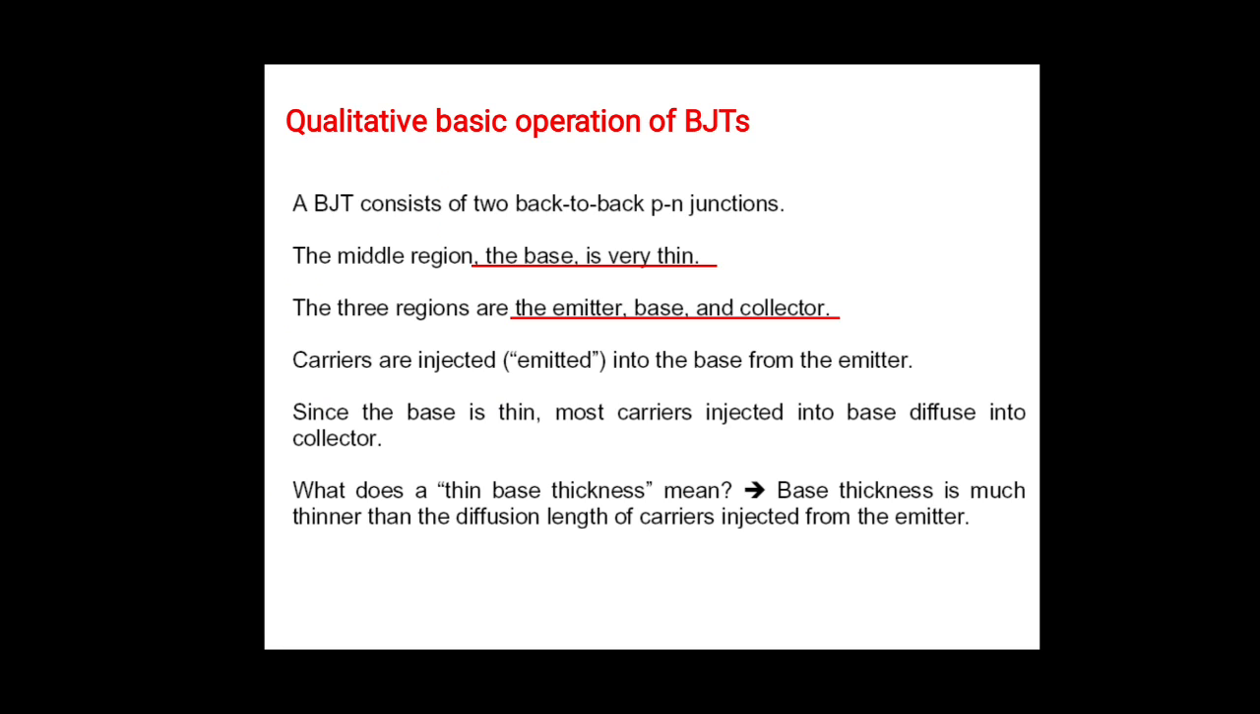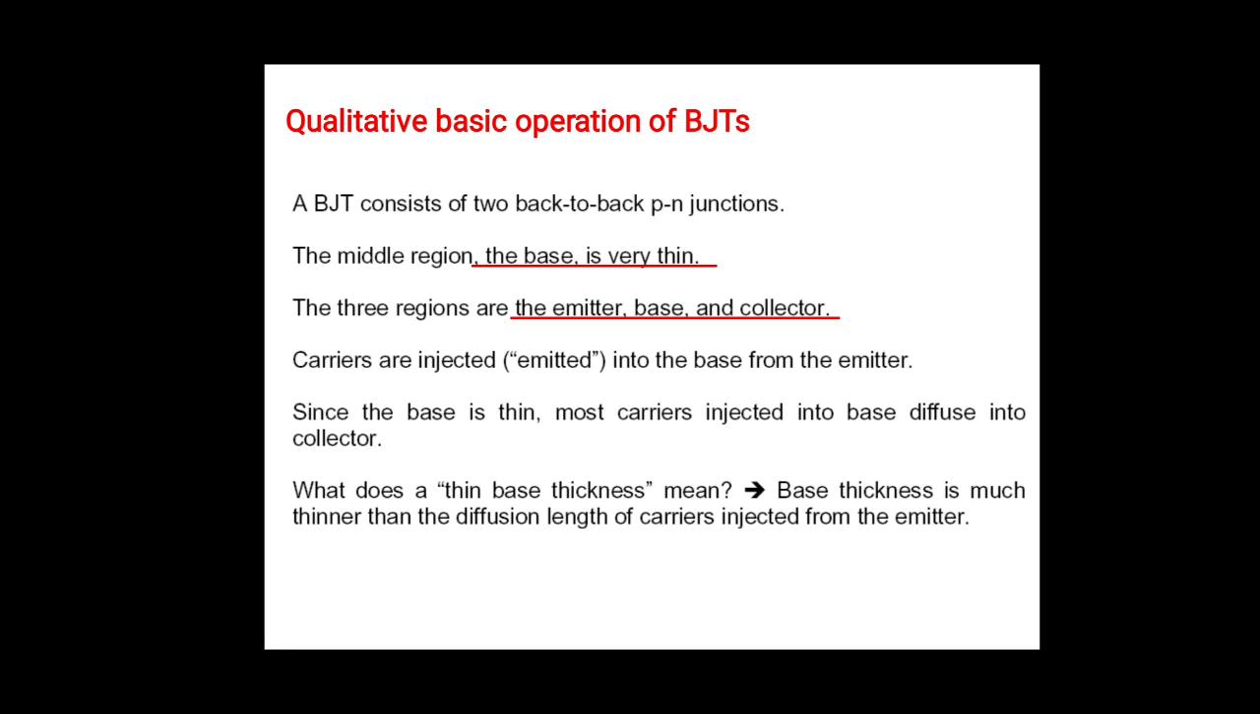So this is the qualitative basis of operation of the BJT. The BJT consists of two back-to-back PN junctions. The middle region is the base, and it is a very thin region. The three regions are emitter, base, and collector. Carriers are injected, that is emitted, into the base from the emitter.